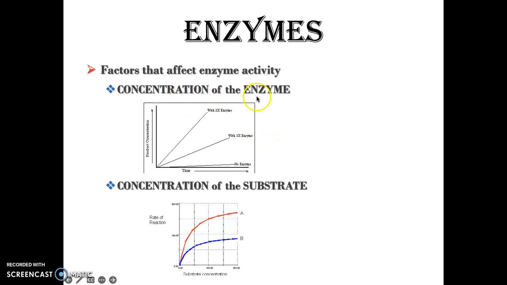So concentration of enzyme and concentration of substrate directly affect the rate of the chemical reactions. And that means that if we increase the concentrations of the enzyme and substrate, we're going to get faster reactions and we're going to get more product.